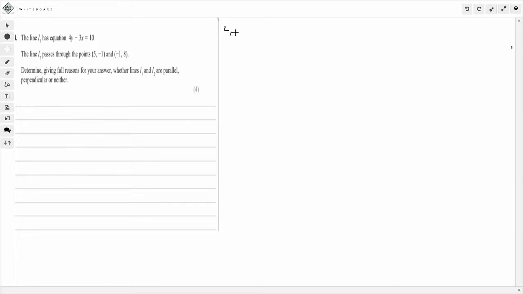So L1. Well, 4y minus 3x equals 10. Remember, we want this form, y equals mx plus c. You've probably heard it a million times from GCSE and such. That's the key bit here. We want y equals mx plus c. At the minute, it's 4y minus 3x equals 10. So what I'm going to do is take the 3x onto that side. So now I've got 4y equals, take your 3x across, it's going to be positive 3x plus 10.